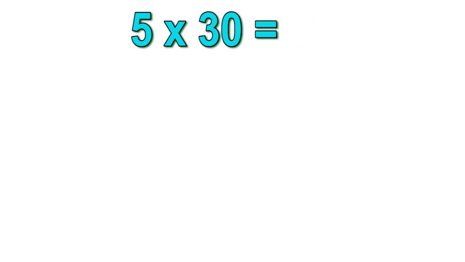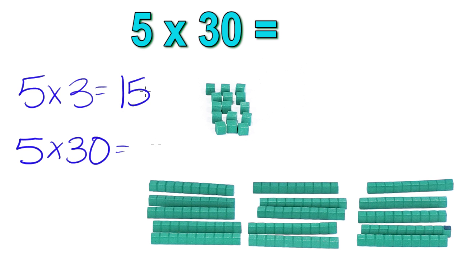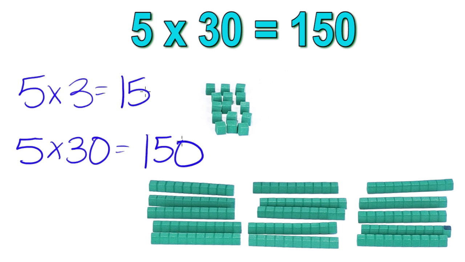One more example. Let's look at 5 times 3 compared with 5 times 30. 5 times 3 would be 5 rows of 3. Now we know that 5 times 3 is 15. What would 5 times 30 look like? Well, it would be 5 rows with 30 in each row using the rods for each piece.